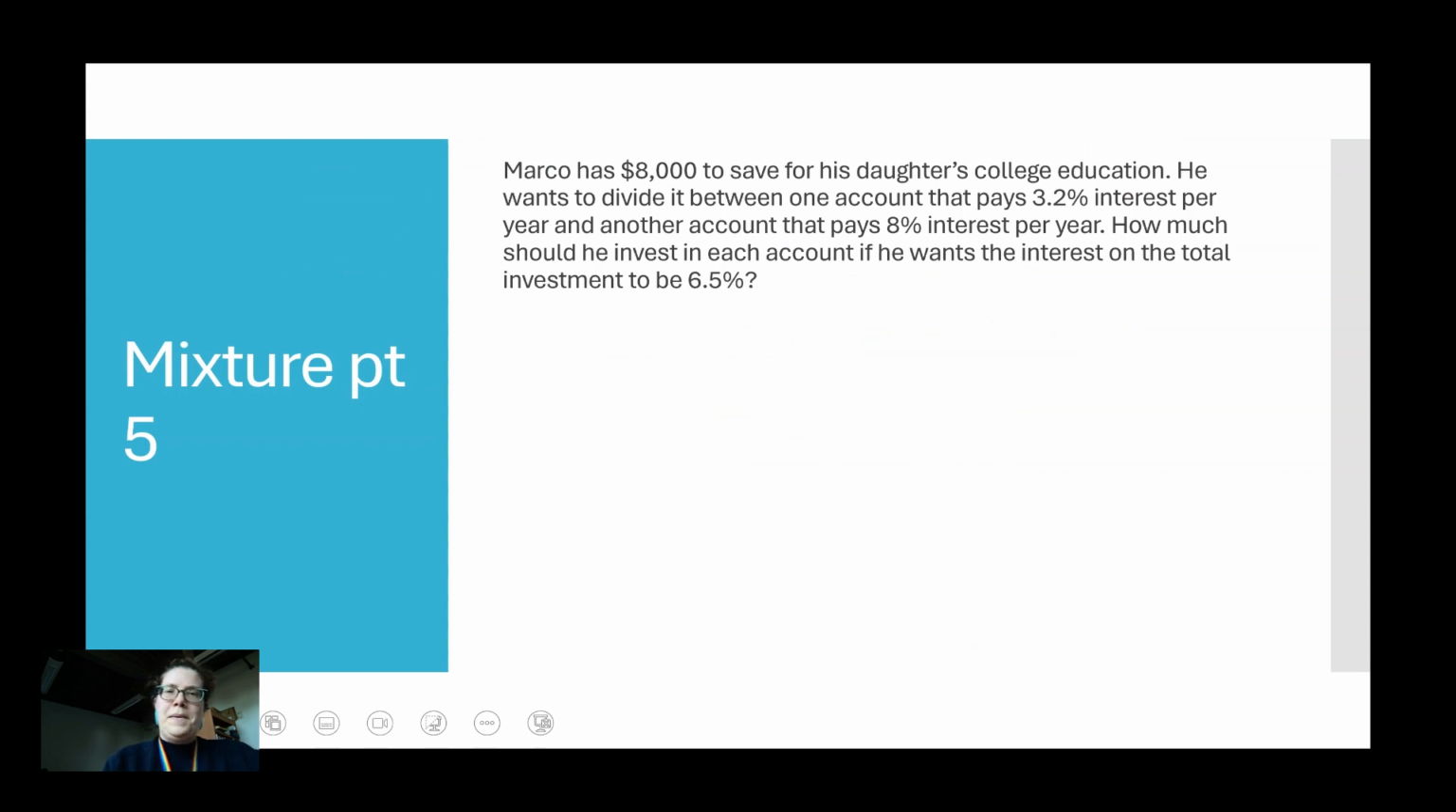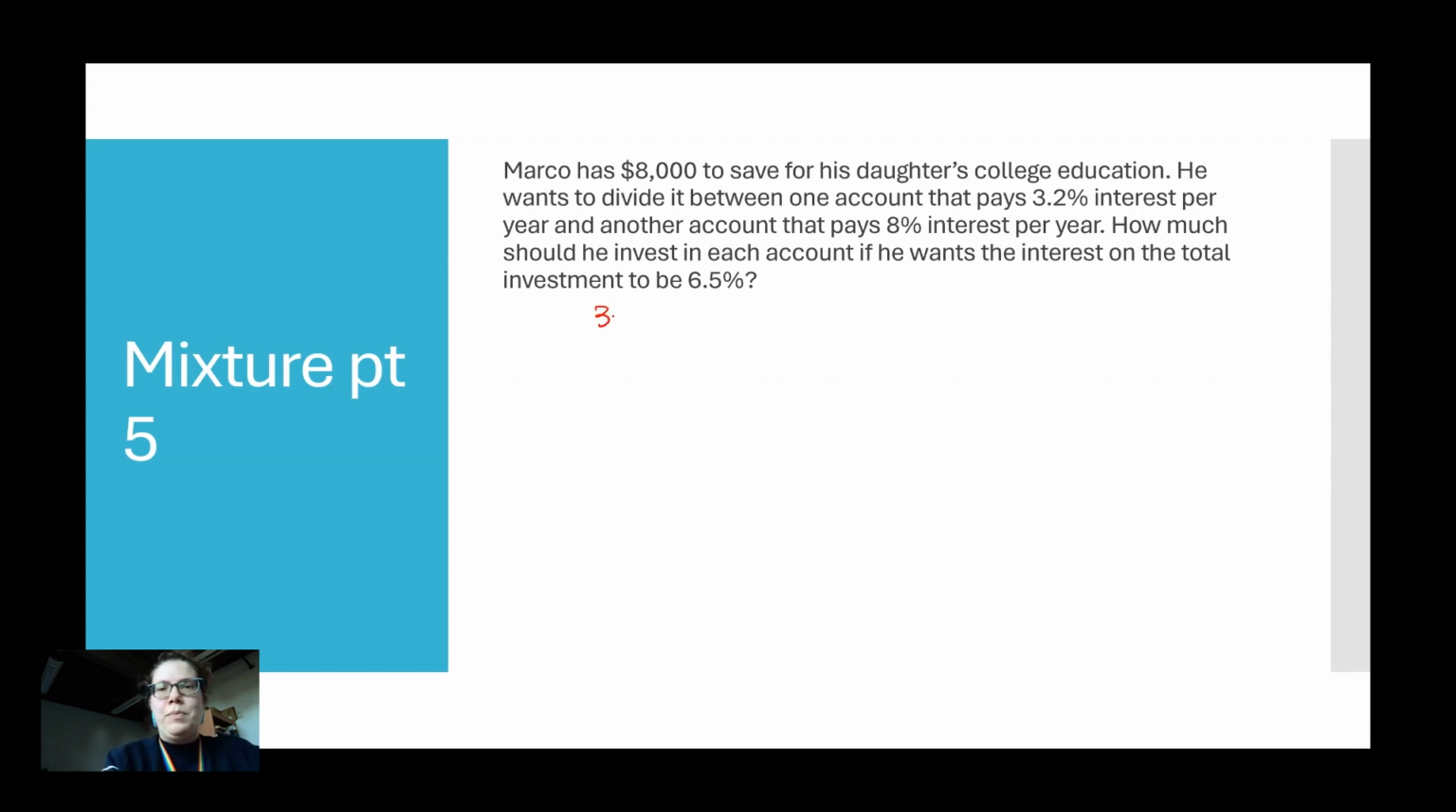So Marco has $8,000 to save for his daughter's college education. He's going to divide it between two accounts. One pays 3.2% interest per year and another pays 8% interest per year. Sidebar, put all your money in the 8% interest. What? Why would you do, whatever. Okay. How much should go in each account if he wants the interest on the total to be 6.5%?